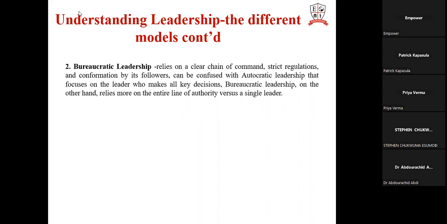Secondly, we have bureaucratic leadership. This type of leadership relies on a clear chain of command and strict regulations and conformation by its followers. Somehow it can be confused with autocratic leadership, which, as already said, focuses on the leader who makes all the key decisions. Bureaucratic leadership, on the other hand, relies more on the entire line of authority as opposed to the single leader in autocratic leadership.